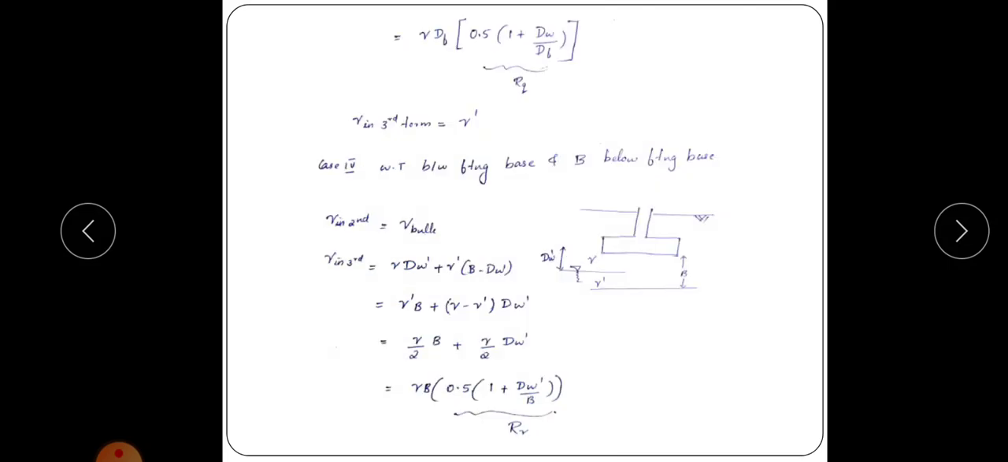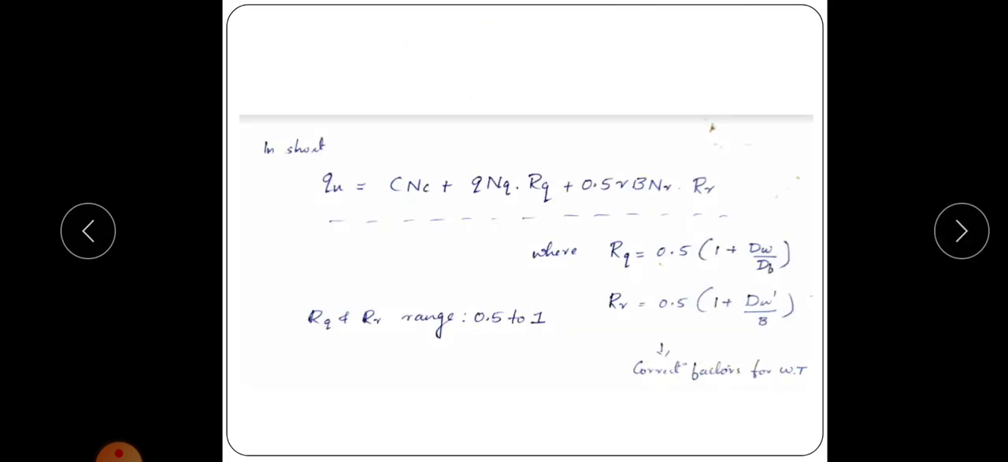Okay, so in short, if the water table is in between any two levels, that is in between ground level and footing base, and in between footing base and width B, you remember this equation only, that is cNc plus qNq into Rq plus 0.5 γ B Nγ into Rγ, where Rq is 0.5 into (1 plus dw by df) and Rγ is 0.5 into (1 plus dw dash by B).